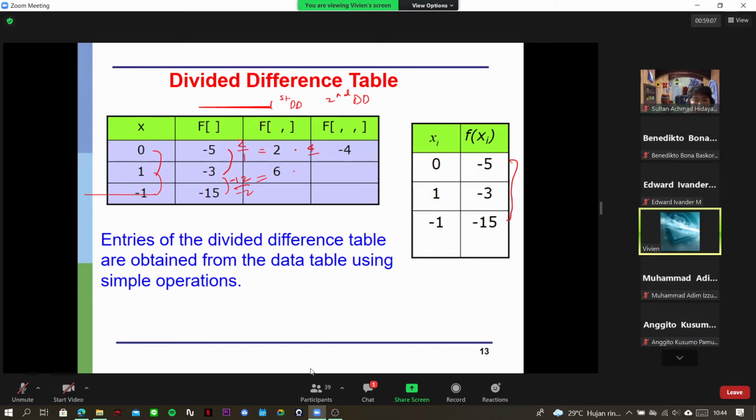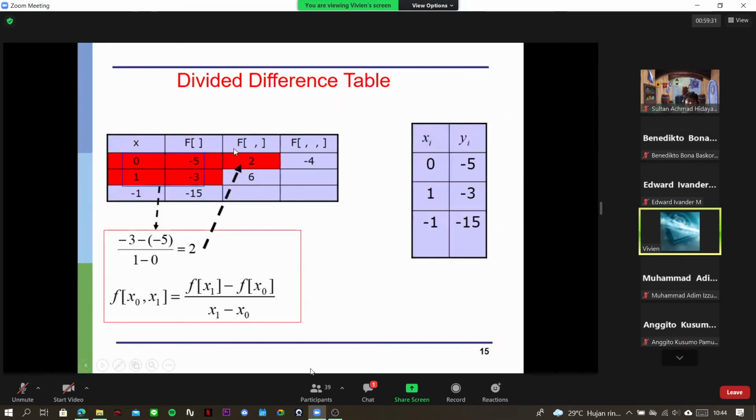And this one we have 6 minus 2, that will be 4, divided by, this will be the last, x0, x1, and x2, so the last will be minus 1 minus 0, divided by minus 1. So that will be minus 4. So we take this one, this will be B0, P1, and P2. So this is the calculation.